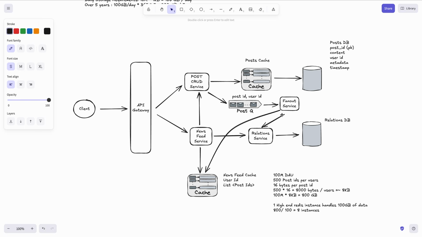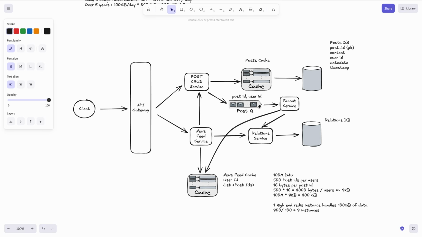And the fan out service wouldn't just read a message and move on. It would also acknowledge, and only when it acknowledges that a message is successfully processed, after the newsfeed cache is updated for all the relevant followers, only then is the message removed from the queue. If the service crashes midway, then the unacknowledged message remains in the queue and will be reprocessed by another instance. This guarantees that no post is ever silently dropped.